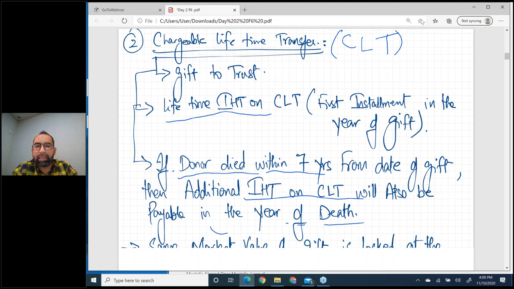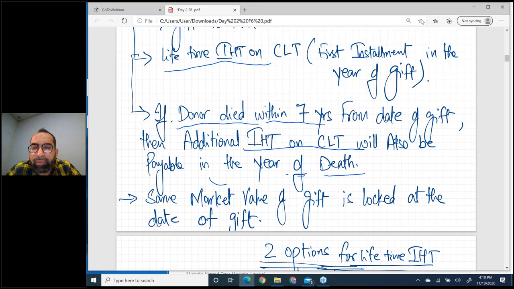Now, same concept, the market value of gift is locked at the date of gift. The same concept we just discussed in PET. Which market value will be considered? The market value at the date of gift. Okay, increase in market value will be ignored again, right?